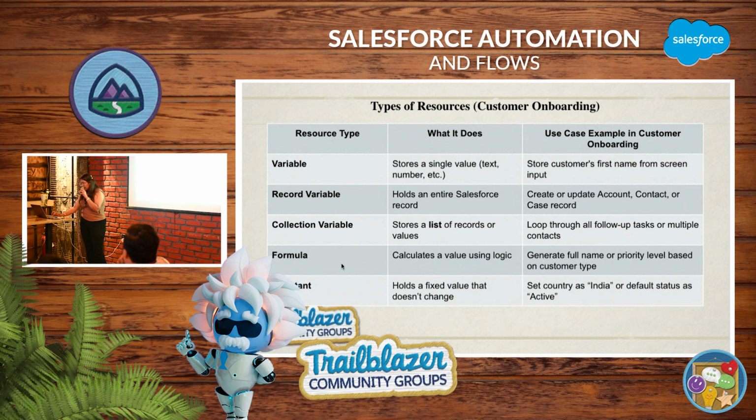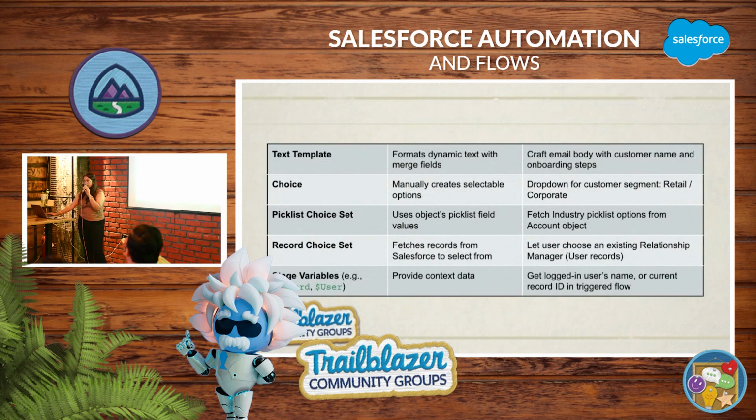Then we have the formula, which calculates the value using logic. Let's say if something is happening again and again, I can create a formula resource and use it within the element wherever I want in the flow. Then we have constant. If I want to use a constant value, I can create a constant resource. Then text template: if I want to use a formula and a text, like showing 'Your first name is' as text and then appending a formula in front of it, then I will create a text template.